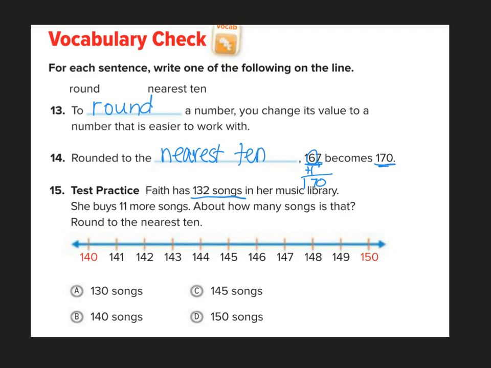Faith has 132 songs in her music library. She buys 11 more songs. About how many songs is that? Rounded to the nearest 10. Okay, so if I take 132 plus 11, I get 143. So if I plot that on here, rounded to the nearest 10, that's about 140 songs. Right, because that's much farther to go to 150 than it is to 140. So it's closer. 140 is easier to work with.